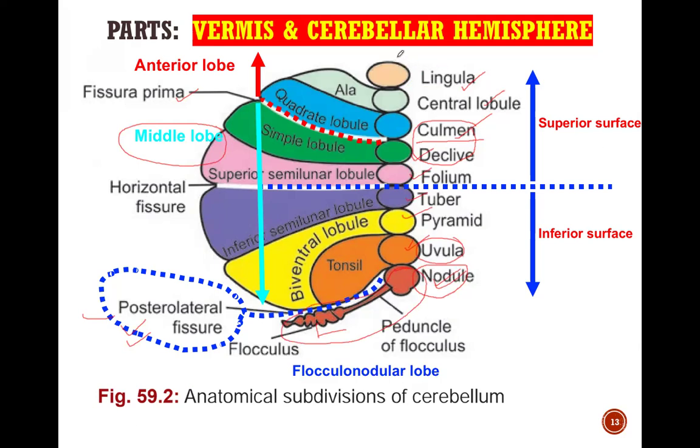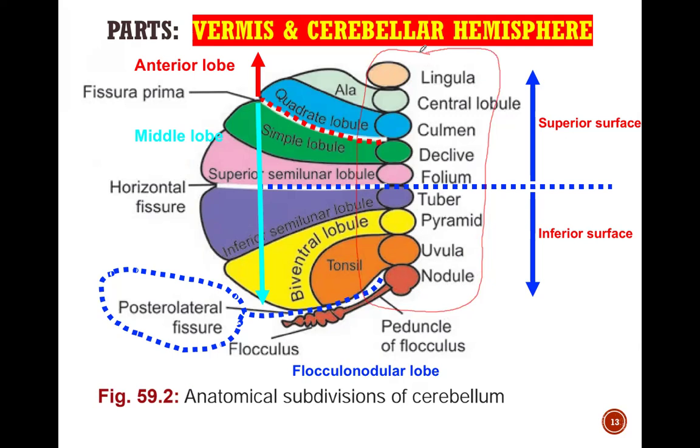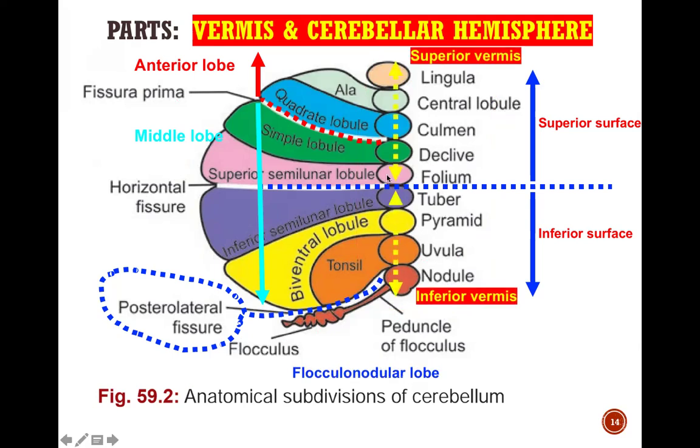Okay, and sir, what does this structure mean? This whole worm-like structure is called the vermis. The lingula, central lobule, culmen, declive, folium, tuber, pyramid, uvula, and nodule are all parts of the vermis. Just above the horizontal fissure is the superior vermis, and just below it is the inferior vermis.